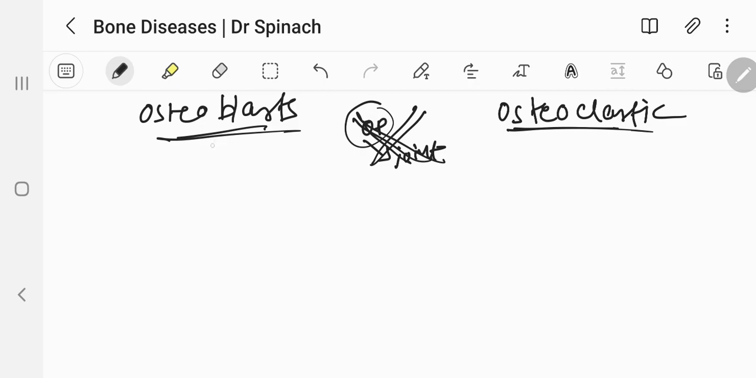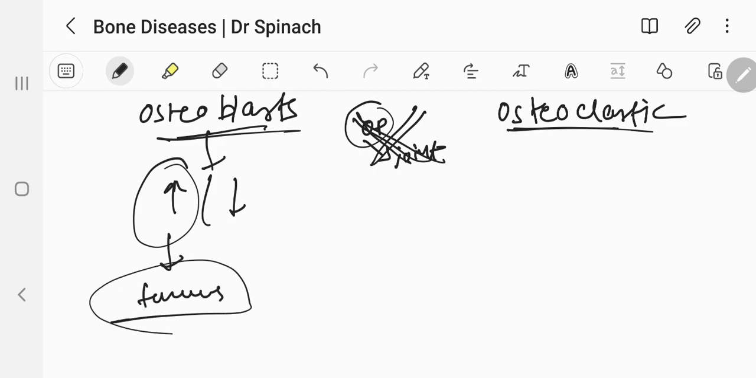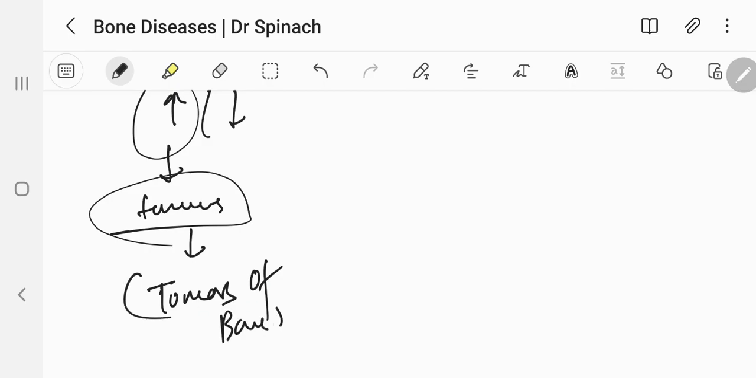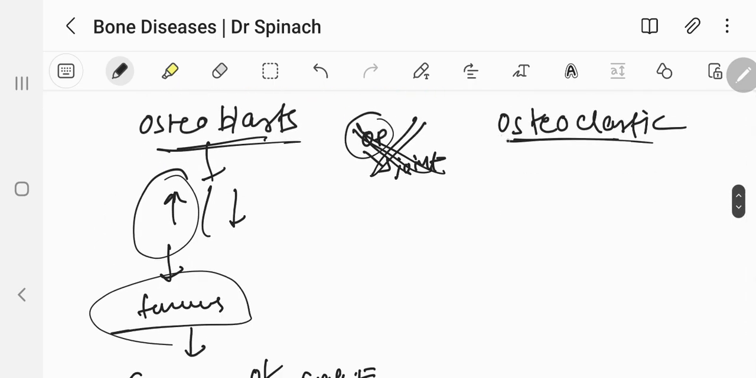So let's talk about osteoblasts. We can talk about an increase or a decrease in osteoblastic activity. An increase can be seen, of course, in tumors. So when you have tumors, you can have increased osteoblastic activity. This is a topic that we are going to discuss very soon in tumors of bone. Tumors of bone is a topic that occurs again and again, both in FMGE and NEET. So we'll discuss it. And the second one is osteoclastic.